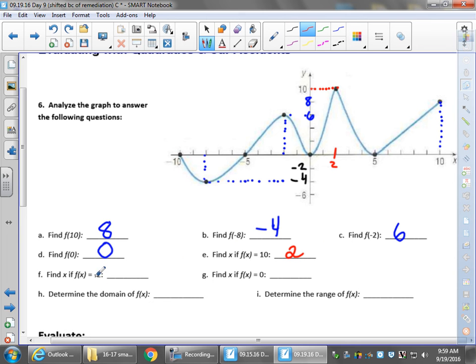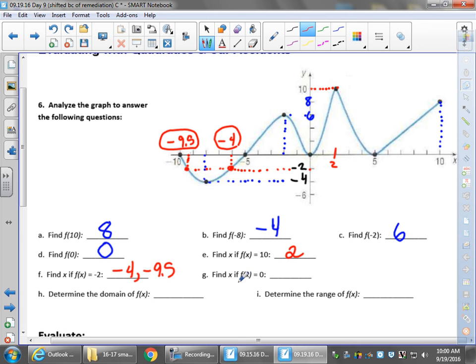F, I'm told my y value is negative 2. I go on my y-axis to negative 2. And this we're going to have to pay close attention, because when I trace this over, I hit the graph once. We'll have to figure out what this is. And then if I keep going, I hit the graph again, and I have to figure out what that is. So this is at negative 4. This looks close to be negative 9.5, I think. We're going to estimate there. So I have two x values as an answer, negative 4 and negative 9.5.